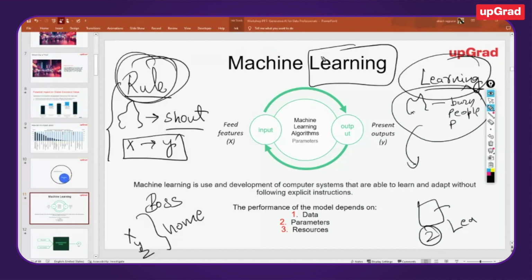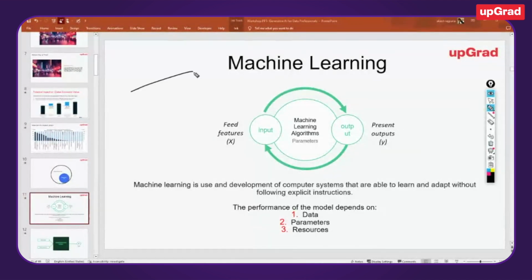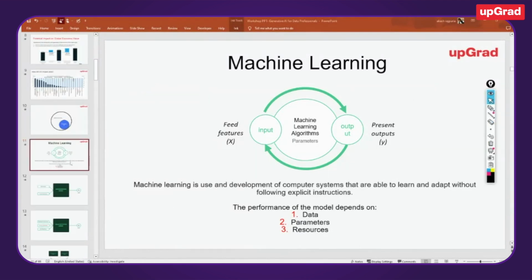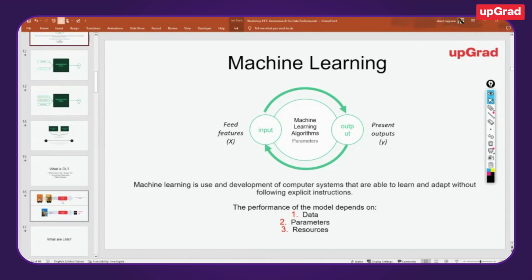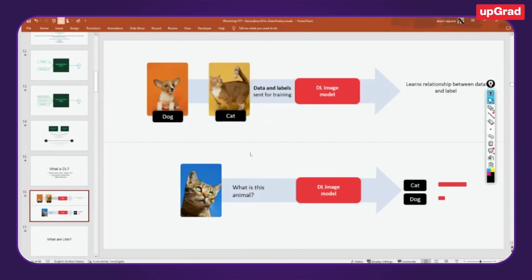We do exactly the same with a machine. We give the data to the machine. We have an image for that also, so that you can understand machine learning. Once you understand machine learning, the rest would be easy. For example, I would give this image to my machine, the cat and the dog.